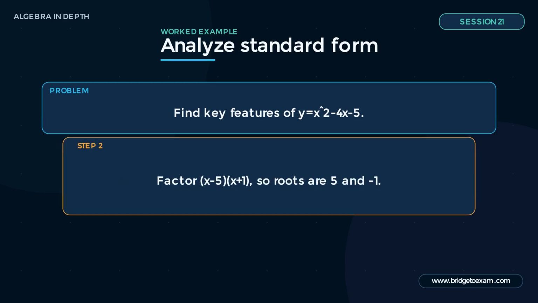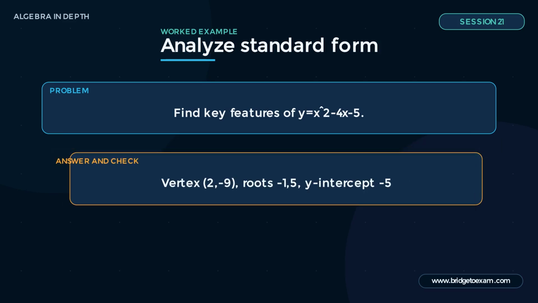Step 2. Factor x squared minus 4x minus 5, x minus 5 times x plus 1. So roots are 5 and minus 1. Step 3. The y-intercept is 0, minus 5, and the graph opens upward. The final answer is vertex 2, minus 9, roots minus 1, 5, y-intercept minus 5.